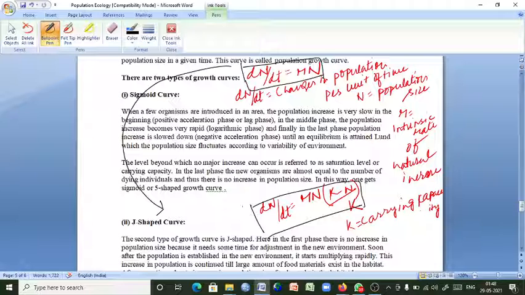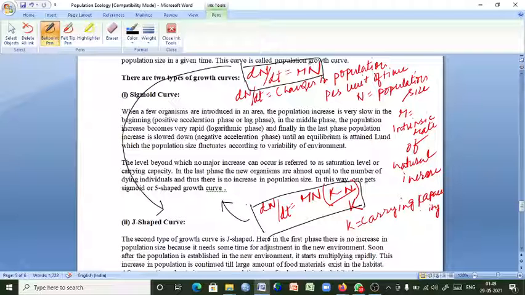That is, when there is environmental resistance, a few organisms are introduced in an area, the population increases at a very slow rate in the beginning, the positive acceleratory phase or lag phase, then a middle phase or log phase, and finally the negative accelerative phase, a stable condition until an equilibrium is attained. And it develops a sigmoidal or S-shaped growth curve. The level beyond which no major increase can occur is referred to as the saturation level or carrying capacity.